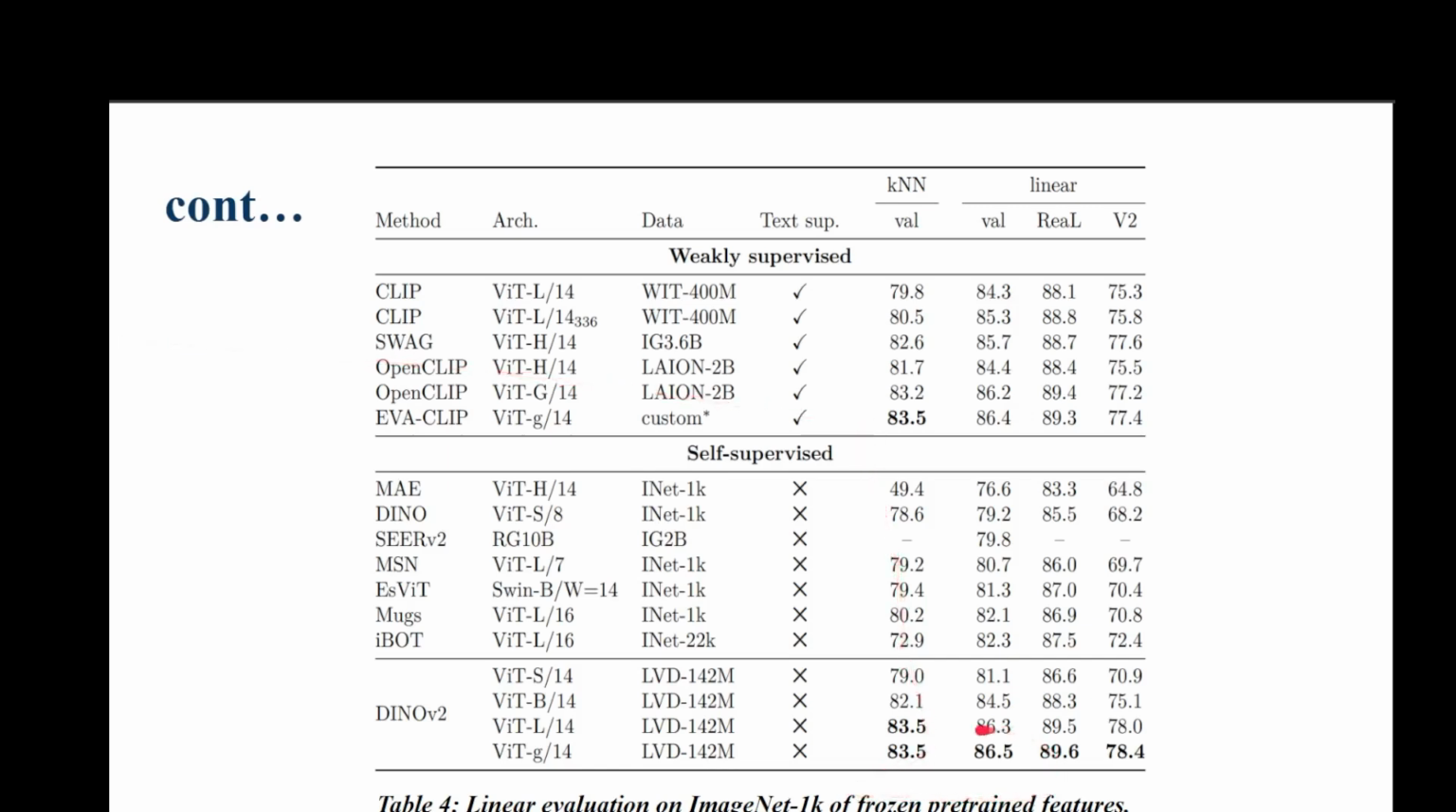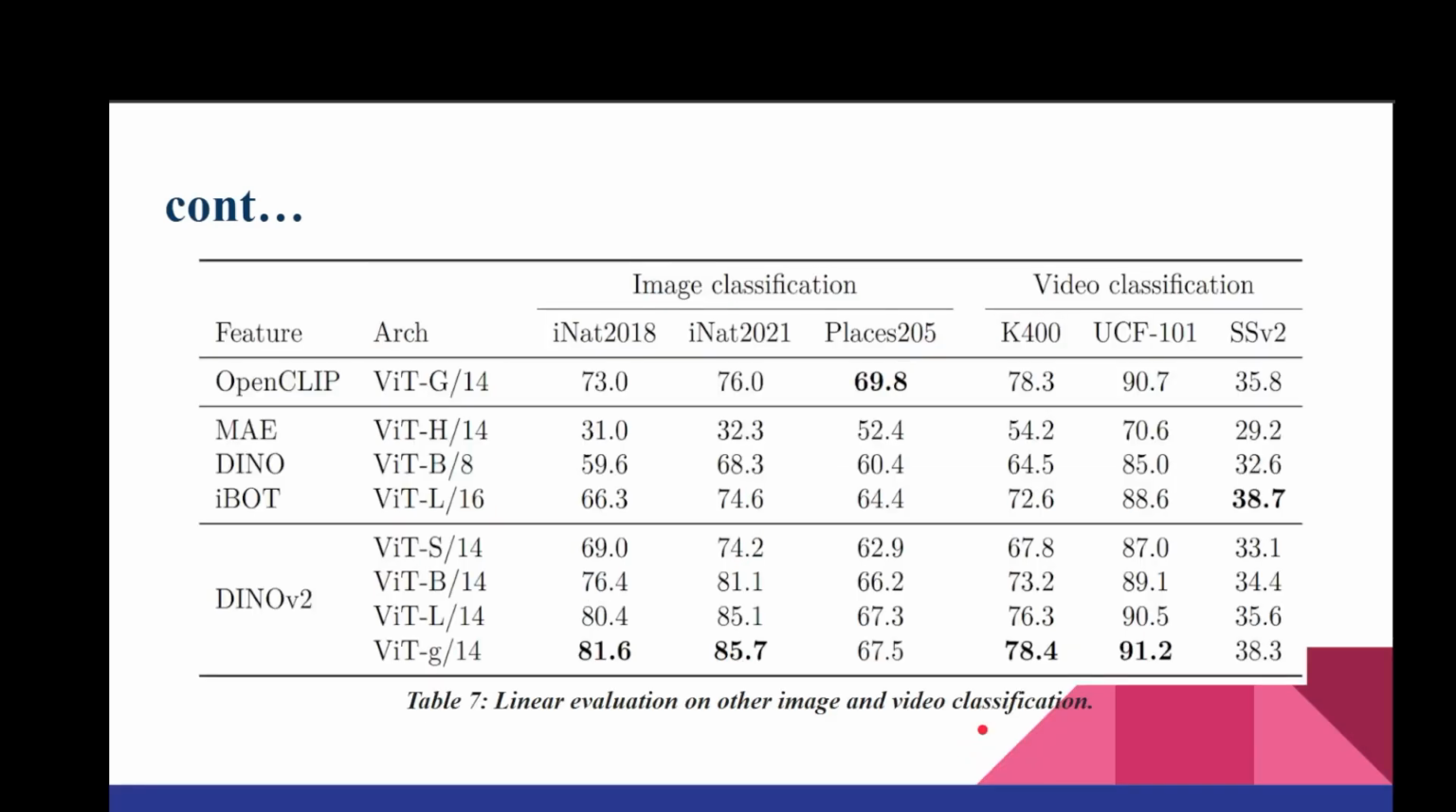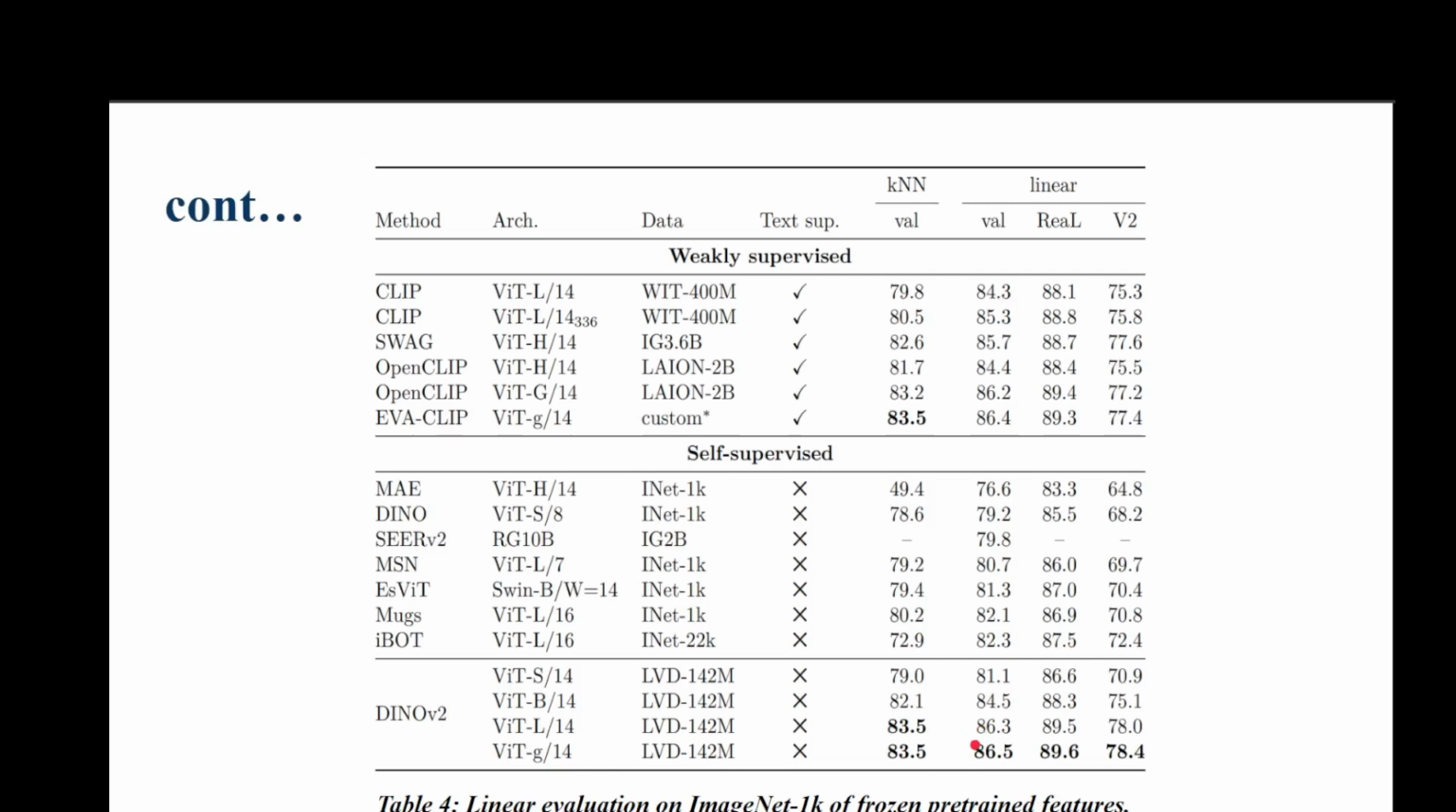Here you can see DINOv2 basically outperforms any of these methods, such as self-supervised or weakly supervised previous methods. The previous version of Dino had an accuracy of 79.2, and the current version, version 2, has an accuracy of 86.5 on the ViT-G architecture. So it's quite an improvement over the previous generation of Dino or any version of SSL or WSL methods.